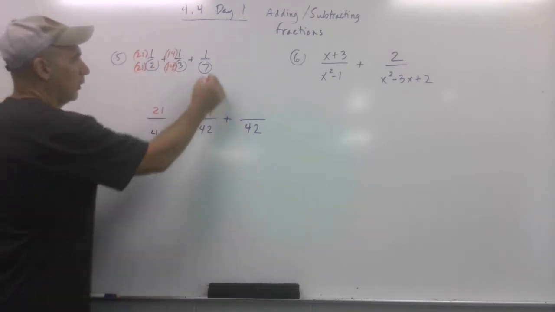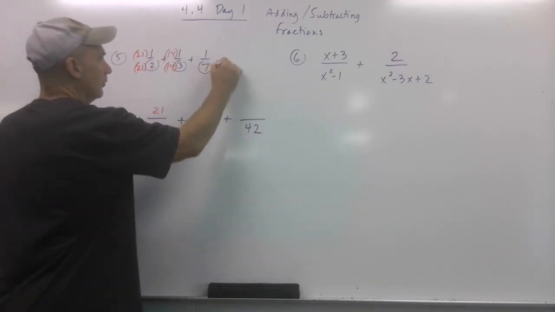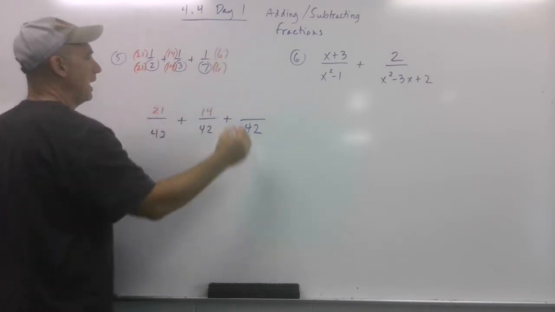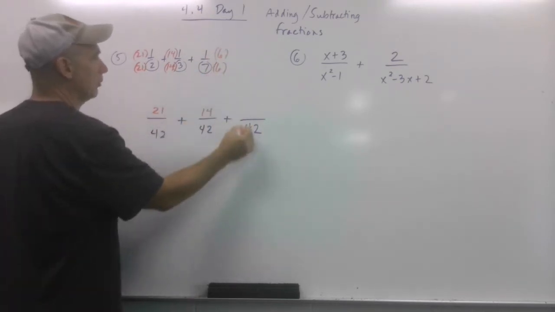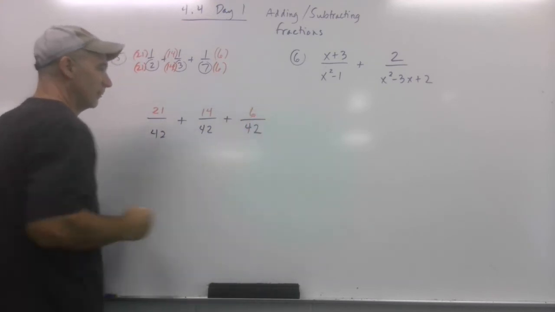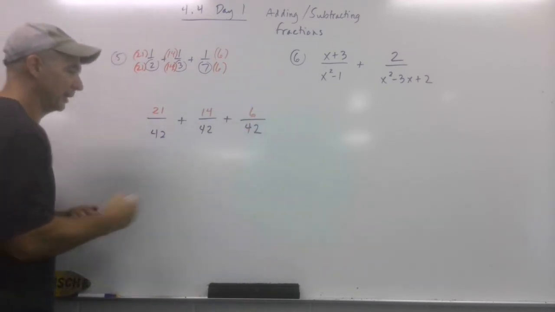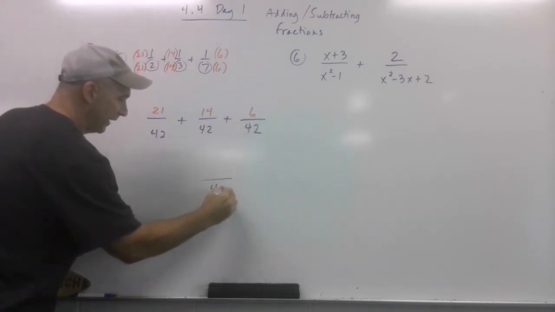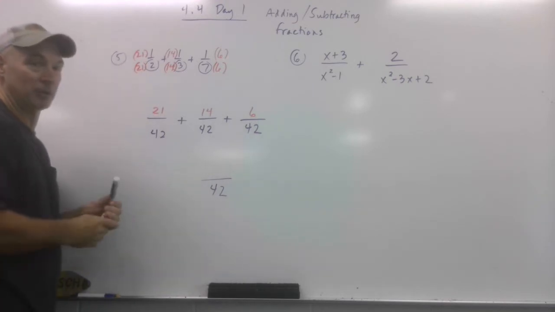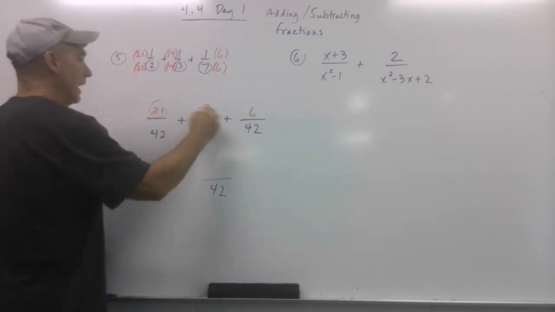Yep. So, what times 7 is 42? 6. But then I have to multiply the top and the bottom by that. So that gives me my 42. That would give me a 6. What do I do with the stuff in the denominator? Nothing. That's going to stay. What about the numerator? Add, add, add.